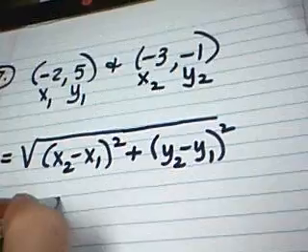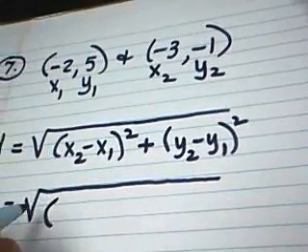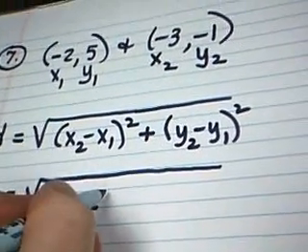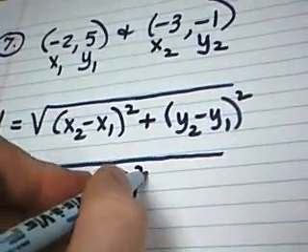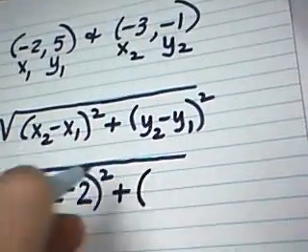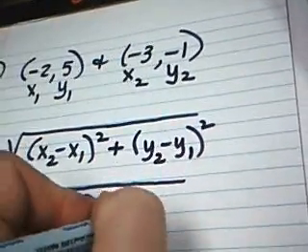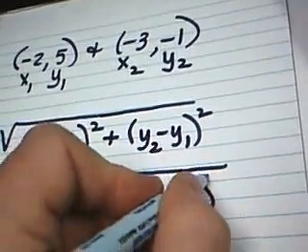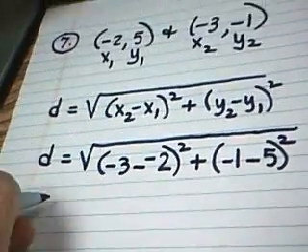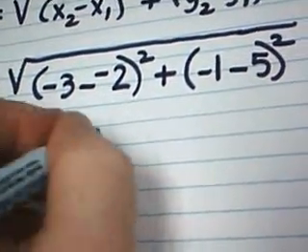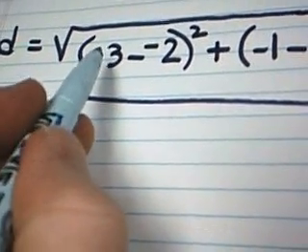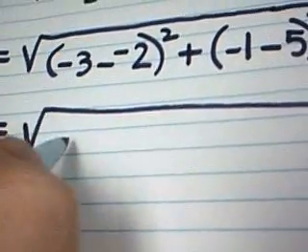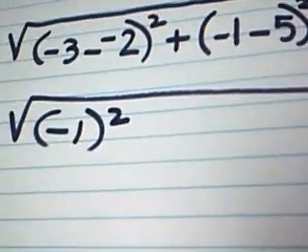Watch the arithmetic. Watch the placement. X sub 2 is negative 3 minus x sub 1, which is negative 2, quantity squared, plus y sub 2, which is negative 1, minus y sub 1, which is 5, quantity squared. When I do my simplification, negative 3 minus a negative 2 becomes a plus, so this leaves me with negative 1 quantity squared.